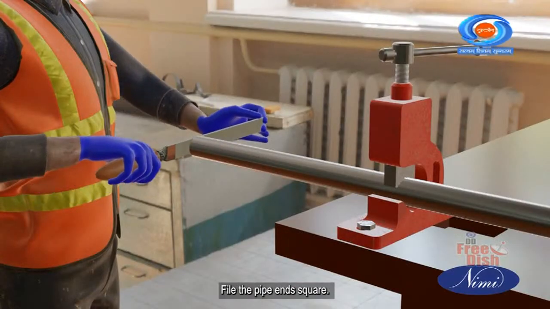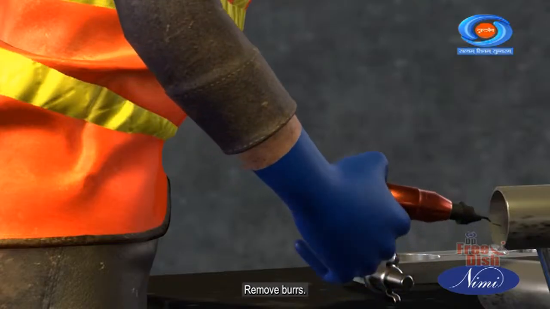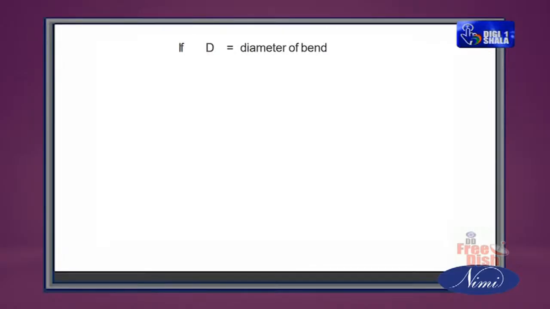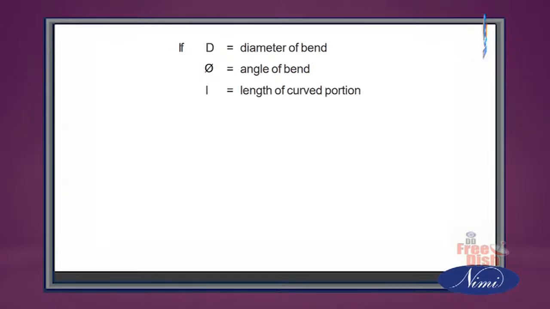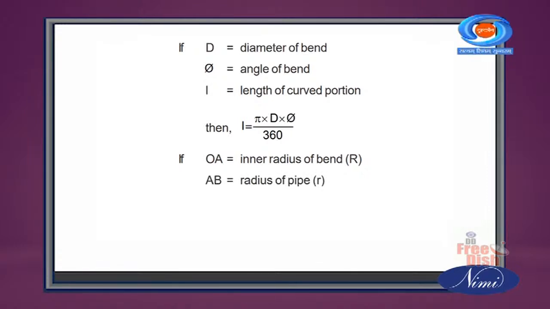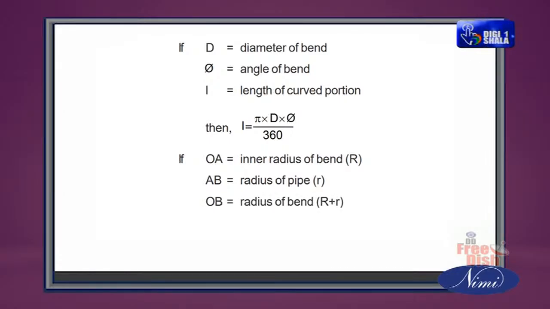File the pipe end square. Remove burrs. Calculate the length of pipe. If d is equal to diameter of bend, theta is equal to angle of bend, L is equal to length of curved portion, then L is equal to pi into d into theta divided by 360. If OA is equal to inner radius of bend, r, AB is equal to radius of pipe, r, OB is equal to radius of bend, R plus r.